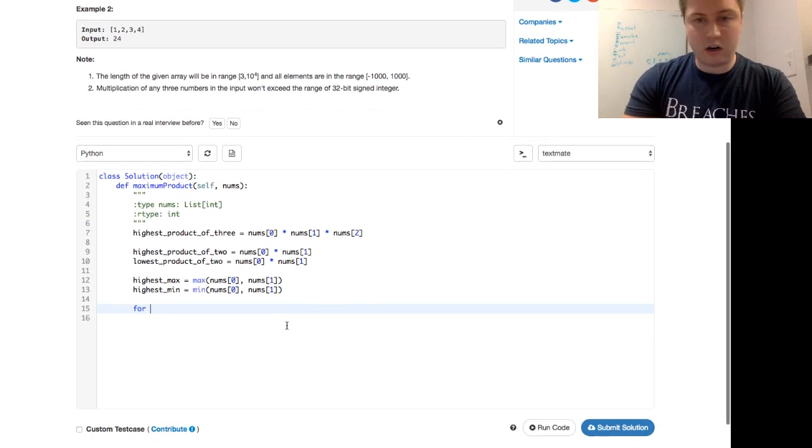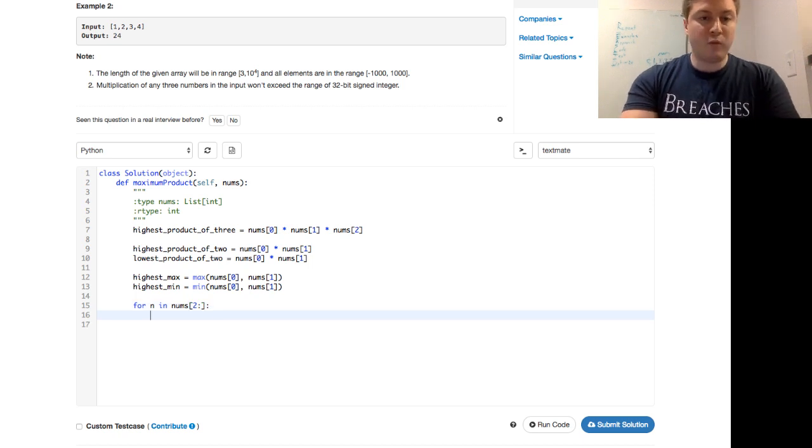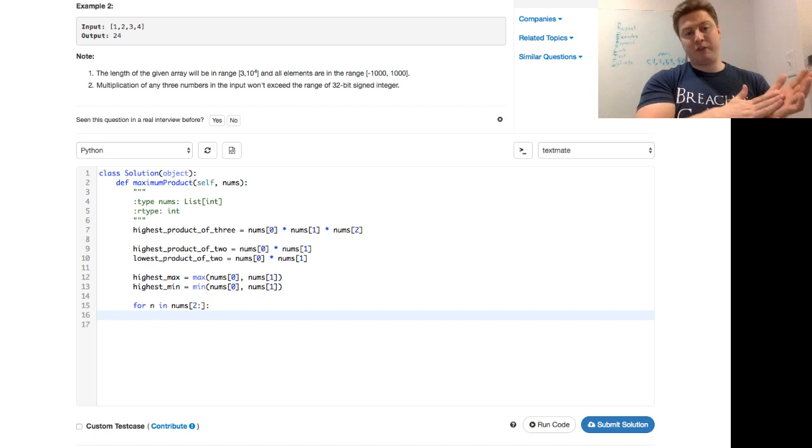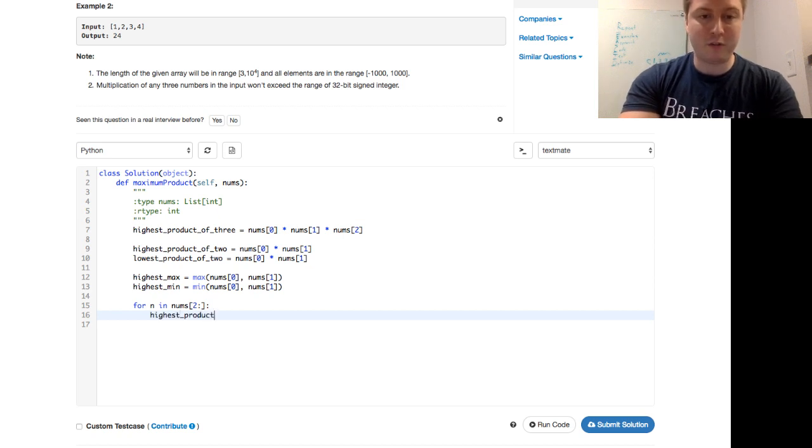So we start our for loop, for n in, as promised, starting from the third element, which is index 2, because lists in Python are 0 indexed. And then we just do a kind of waterfall. What we say is the highest product of 3 is going to be the max of what it was, the current number that we're looking at times the highest product of 2, or the current number we're looking at times the lowest product of 2. Then we're going to reassign all those numbers as well. So let's get right to it. This is a very verbose solution, and we're going to make some improvements on that later.